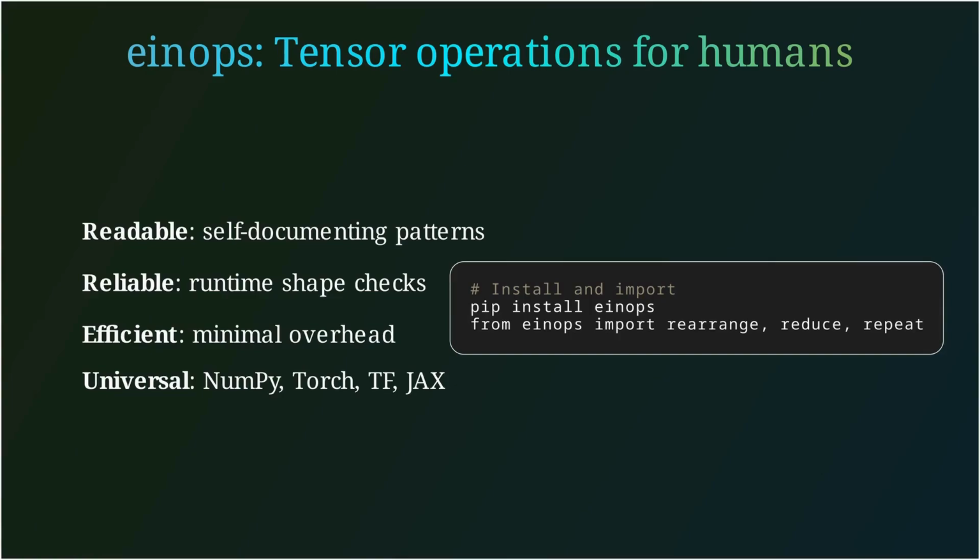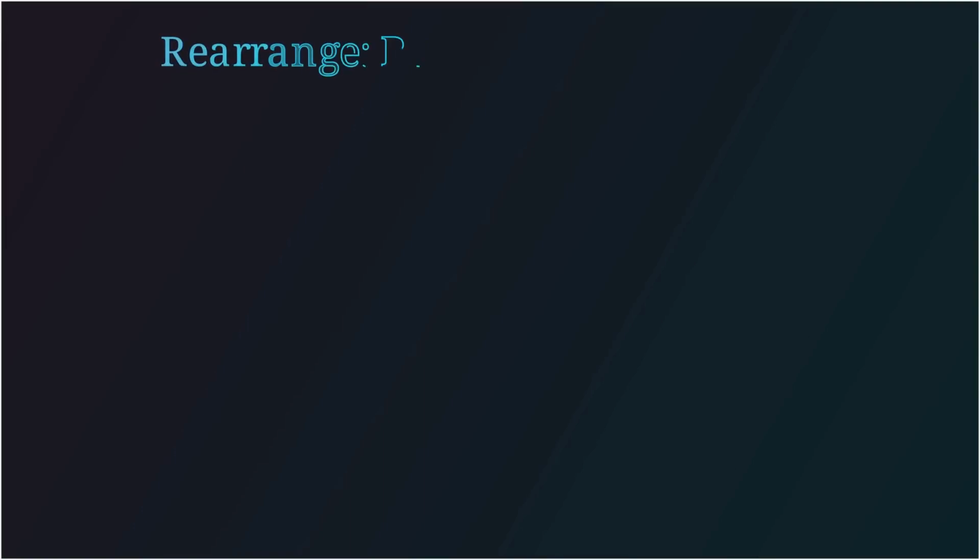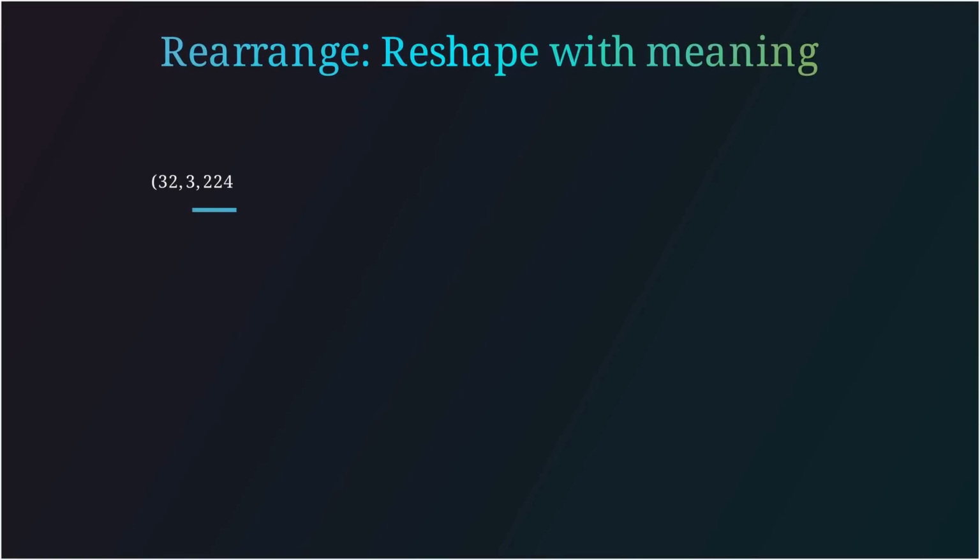Get started with pip install einops. Then import rearrange, reduce, and repeat. That's 90% of what you'll use. Rearrange follows a simple pattern, input arrow output.